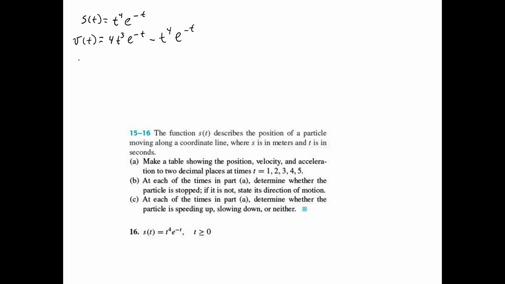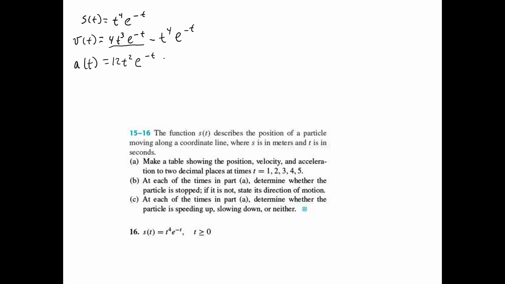Now, the acceleration function is the derivative of the velocity function. And so then we again have to use the product rule. We actually have 2 products. For this product, the first factor is 4t cubed. The derivative of that is 12t squared. And then leave the e to the negative t alone.